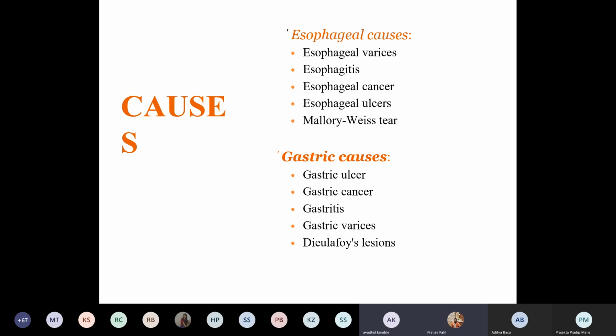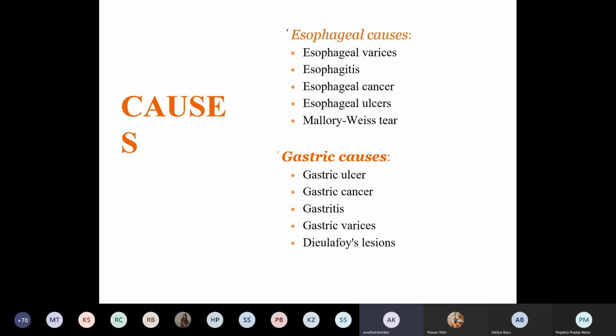Now what are the causes of this gastrointestinal bleed? They can be categorized into esophageal causes, gastric causes, and duodenal causes. To start with the esophageal causes, the commonest is simple esophagitis, then esophageal ulcers, esophageal varices, esophageal cancer, and Mallory-Weiss tear. These are the commonest esophageal causes of hematemesis.